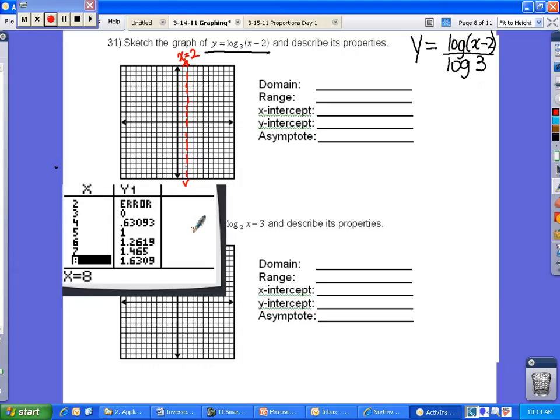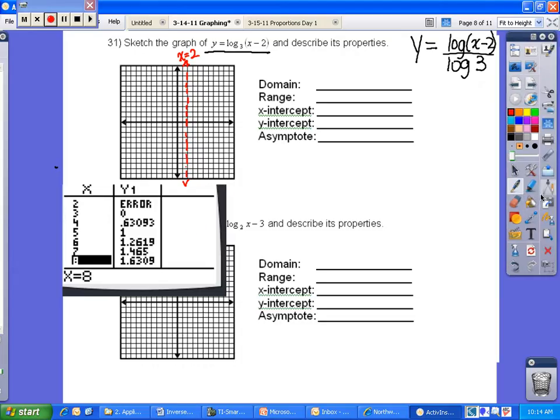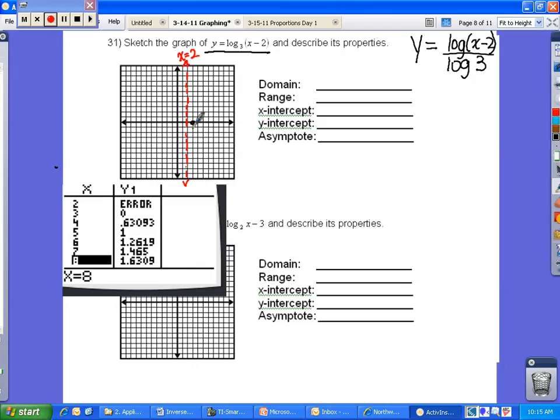I want to use values from my table. When you're graphing on a test or a quiz, you need to make sure you show me your table. The points are (3, 0) and (5, 1). Now remember, when you graph this, it's going to all of a sudden drop, and it's going to get closer and closer to that line, and then go in this direction as well. So that's how you should be doing your graph.